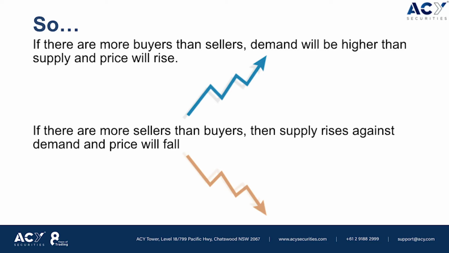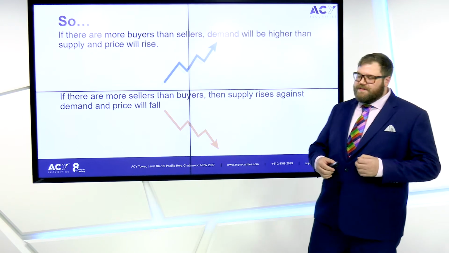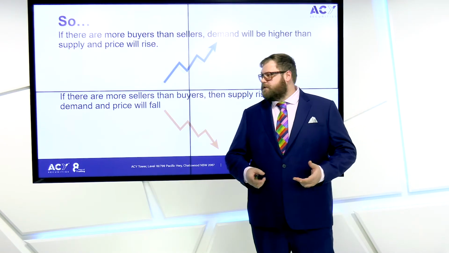So, if there are more buyers than sellers, demand will be higher than supply and price will rise, and vice versa. If there are more sellers than buyers, then supply rises against demand and you will see that price will fall. These are the standard principles that come to an auction.